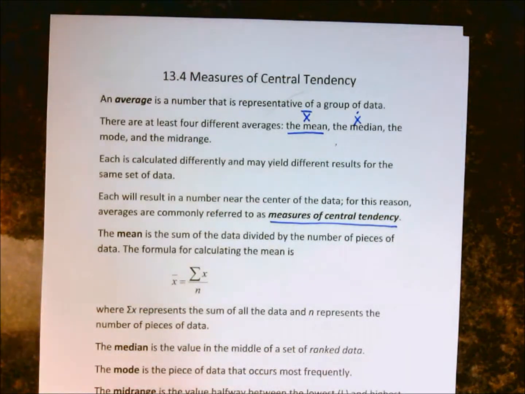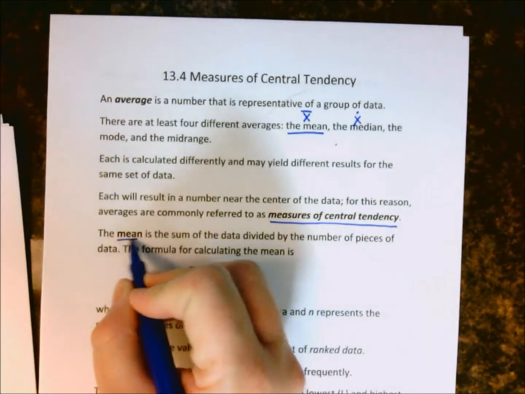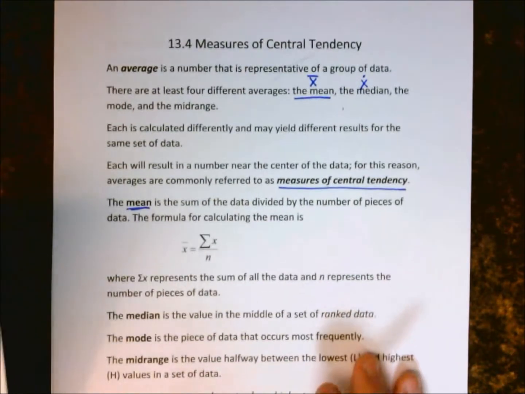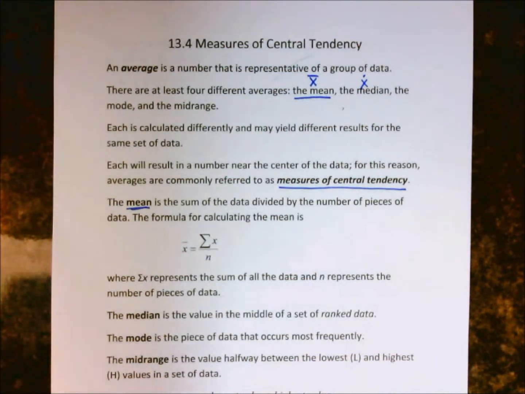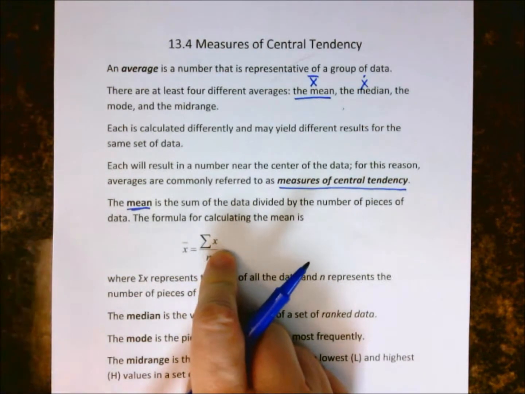The mean, this is the most common one. You often hear it called the average, though it's really only one of the different forms of average. It is the sum of the data divided by the number of pieces of data. So this is the formula that they give.